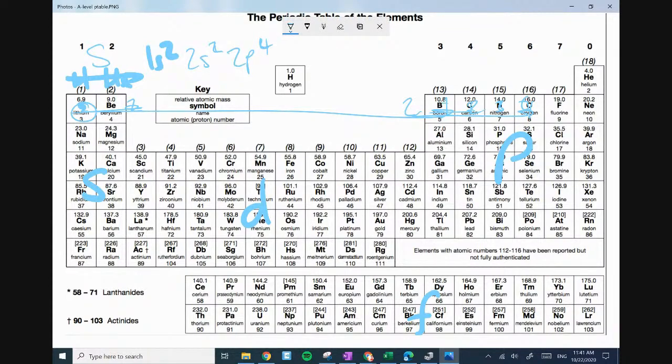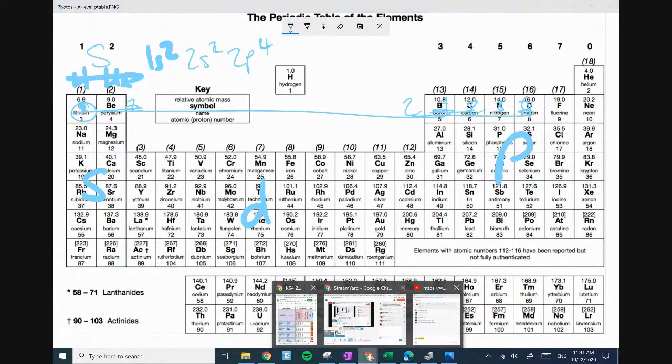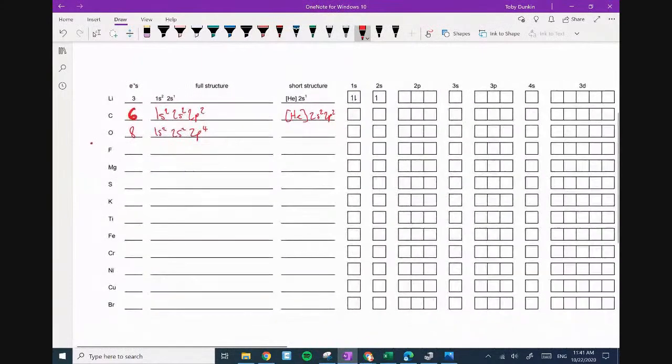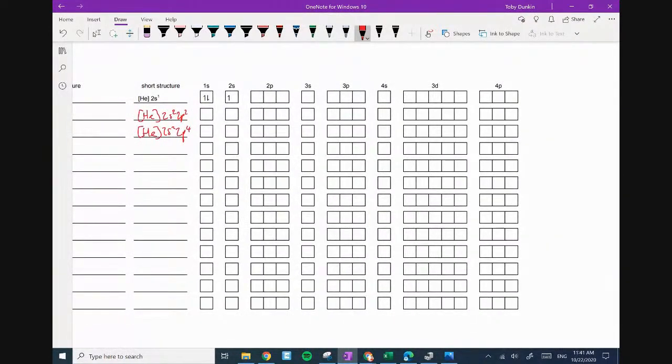I'm just reading the table in my head. I'll try my best to talk you through this. The short form is the last noble gas, which is still helium. So helium, 2s2, 2p4. I can do the boxes as well en route. So we've got carbon, 2s2, and then there you go, 2p2.